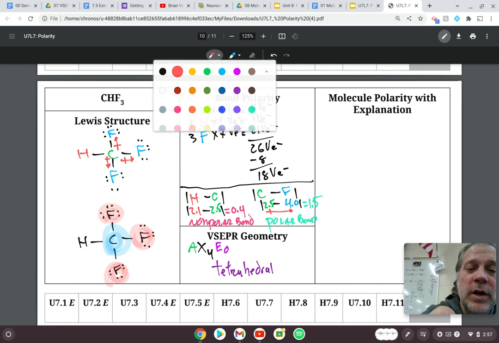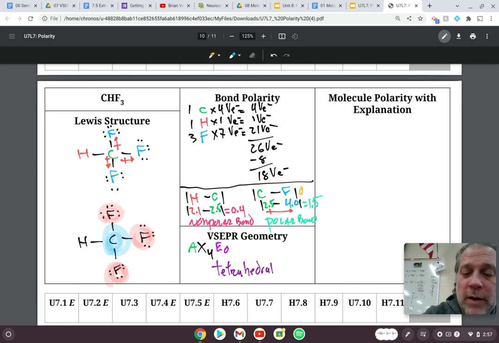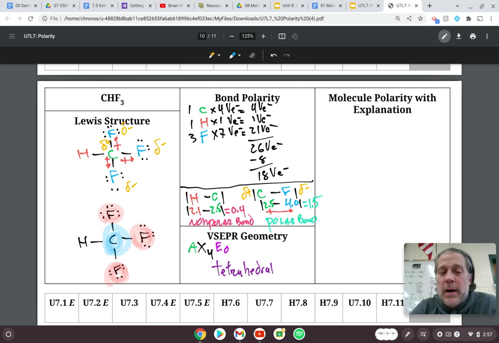And so we're going to include our partial charges. My fluorine is going to be negative. My carbon is going to be positive. So delta negative, delta negative, delta negative, delta positive. All right.